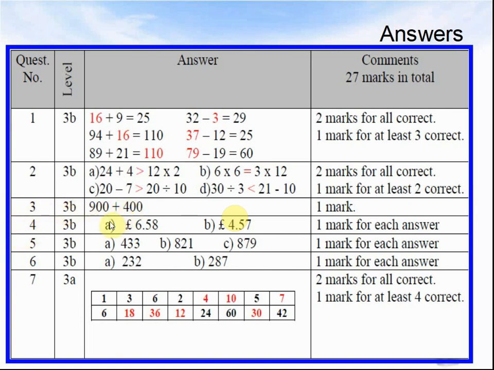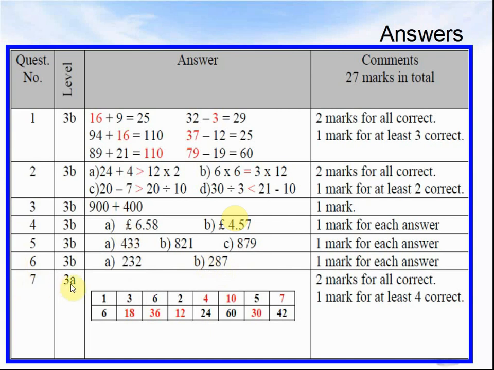3. 900 plus 400. 4. A is £6.58 and B is £4.57. 5. A is 433, B is 821 and C is 879. 6. A is 232, B is 287.